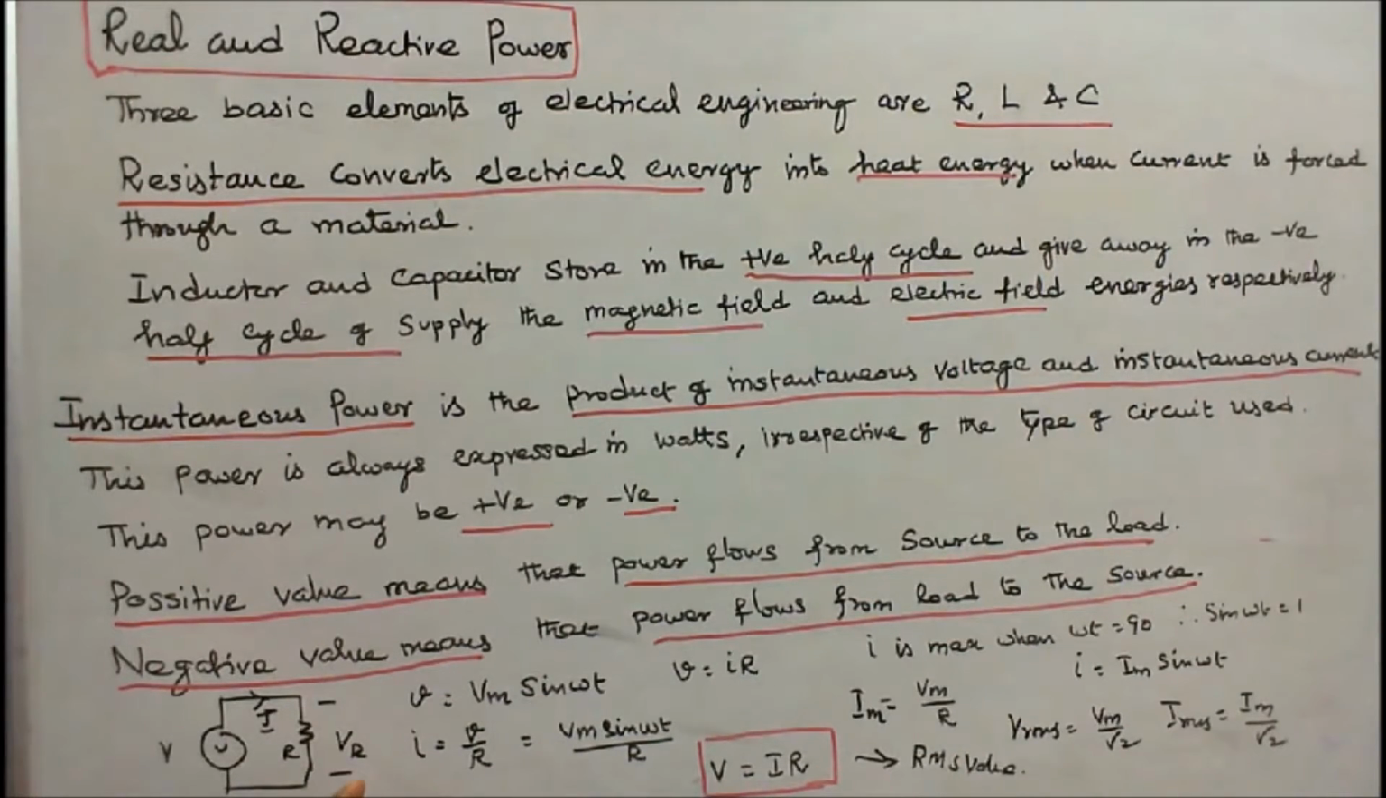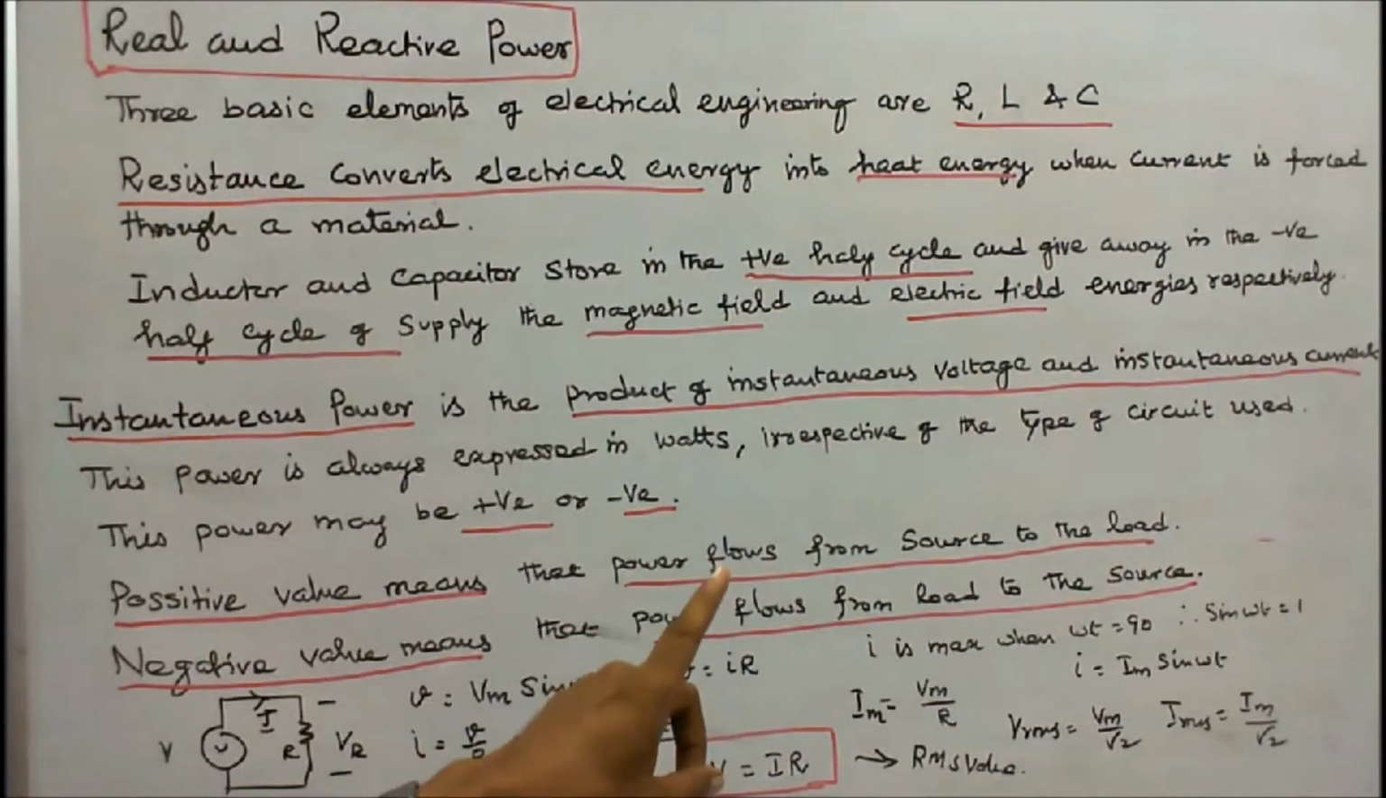Here a resistor is connected across a voltage source V. This V is the RMS voltage, I is the RMS current, R is the resistance in ohms, and VR is the voltage drop. Instantaneous current i is equal to instantaneous voltage divided by resistance. Instantaneous voltage v is equal to Vm sin omega t. Therefore, i is equal to Vm sin omega t by R, and i into R is equal to small v. Instantaneous voltage v is equal to instantaneous current into resistance.